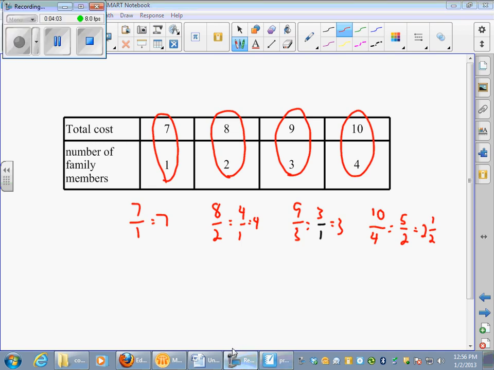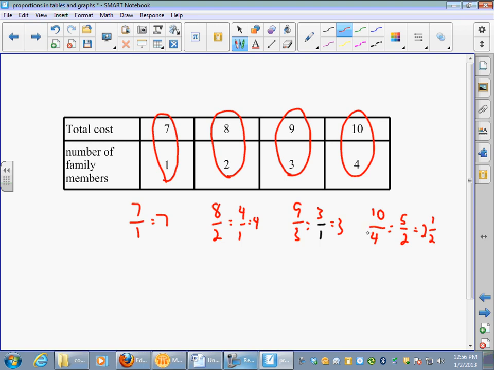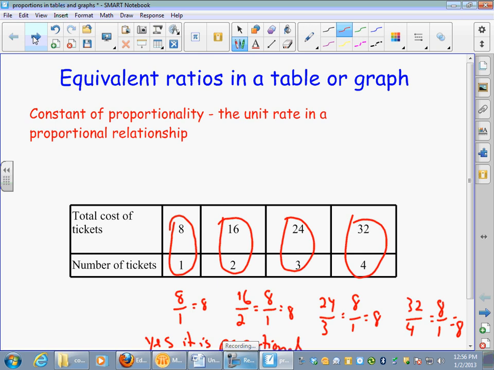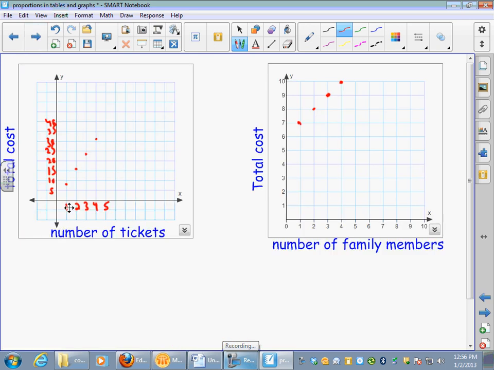Now, I can also look at graphs to tell if they're proportional or not. These graphs are the graphs of the two tables of values that we just looked at. The first one is the total cost and number of tickets. For one ticket it was 8, for 2, 16, 3, 24, and 4, 32. If I connect these dots to make a line, what I see is not only does it make a line, this line goes through the origin, through 0, 0. If your graph is a line through the origin, then it is proportional.